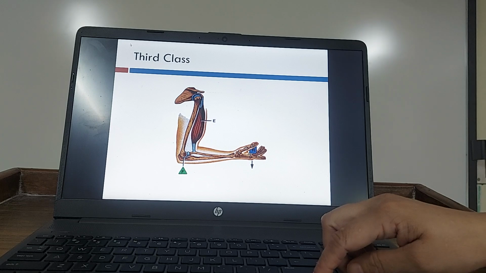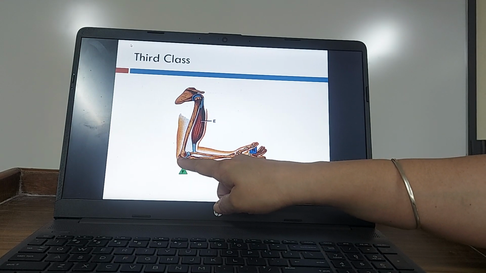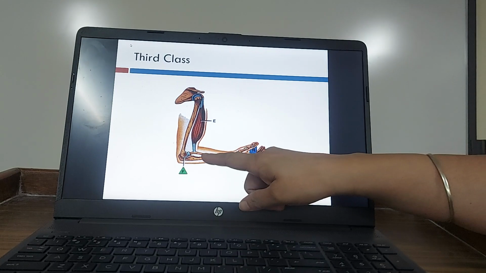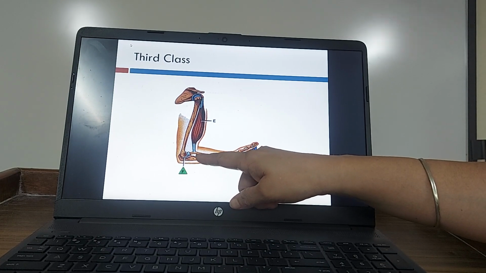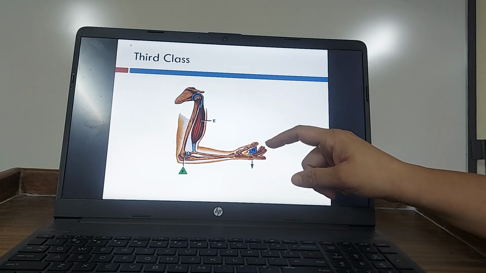Now this is for the biceps. The weight which is acting, the fulcrum is the elbow. You can see the head of the ulna where it gets inserted. Fine. And the weight is in the hand.